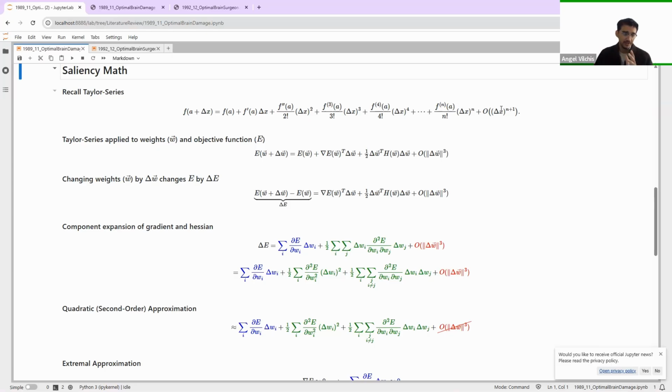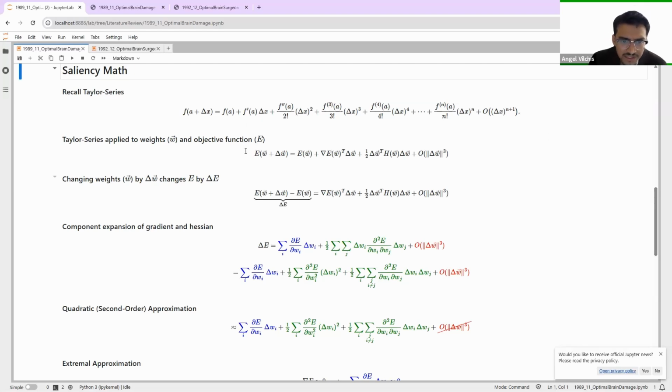So if we apply this to the objective function and the weights, we can estimate how much the error function, the objective function, changes given that we move a little bit. And in this case, move a little bit means pruning one of the weights, right? Because if we can estimate how the objective function changes given that we remove or reduce a weight, then we have a measure of that weight's saliency. So that's why we apply the Taylor series approximation to the objective function and the weights.